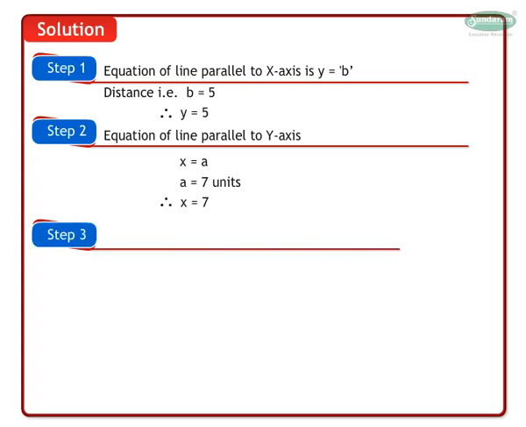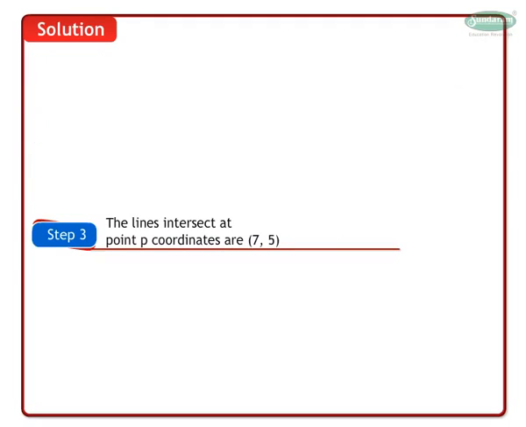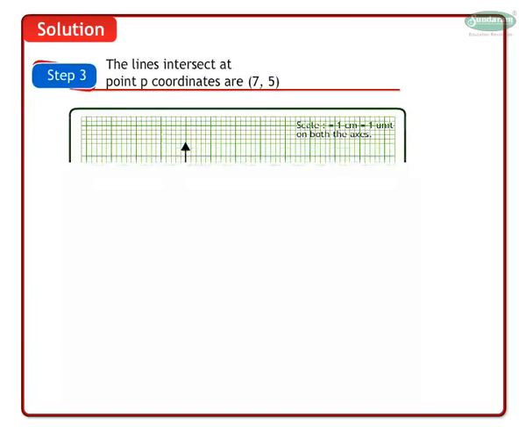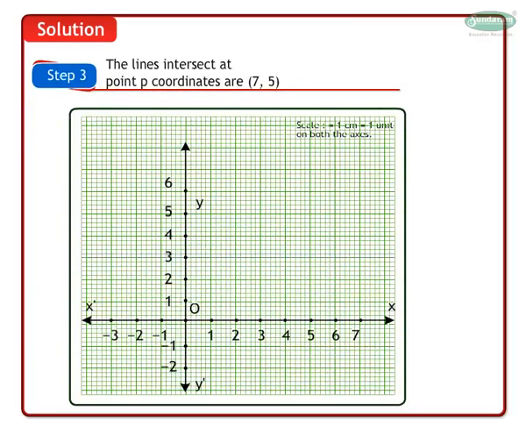Step 3. Since these lines are parallel to x and y axis, we need not prepare a table for the coordinates. Hence, on the graph paper, draw axis x, x dash and y, y dash. Mark the scale as 1 centimeter is equal to 1 unit. Draw the line y is equal to 5 at a distance of 5 units above the origin, parallel to x-axis. Similarly, draw the line x is equal to 7 at a distance of 7 units to the right of the origin, which is parallel to y-axis.